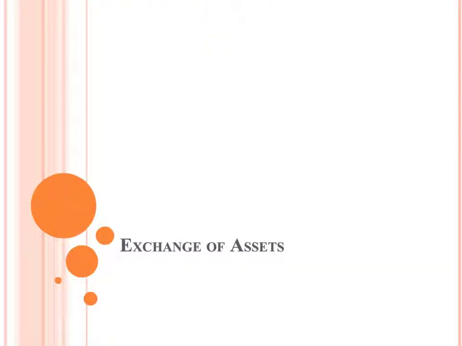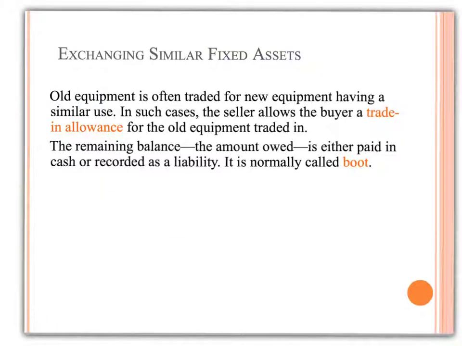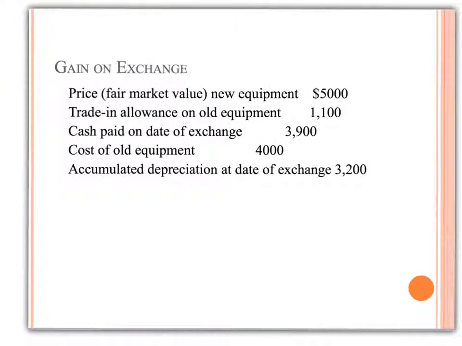Next, we're going to look at exchange of assets. Exchanging similar fixed assets. Old equipment is often traded for new equipment having a similar use. In such cases, the seller allows the buyer a trade-in allowance for the old equipment traded in. The remaining balance, the amount owed, is either paid in cash or recorded as a liability, and this can be called boot, particularly in tax.